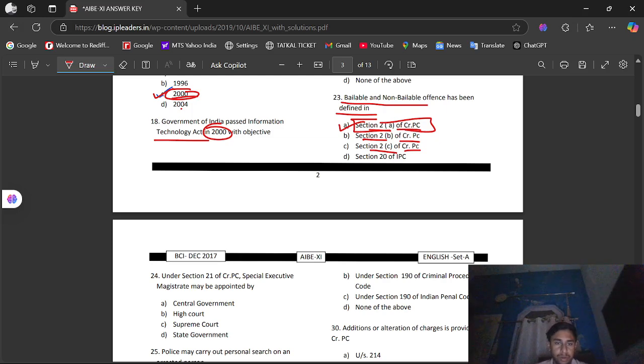Question number 24. Under section 21 of CRPC, special executive magistrate may be appointed by option A, central government, option B, high court, option C, Supreme Court, option D, state government. 24th right option is option D, which is state government.